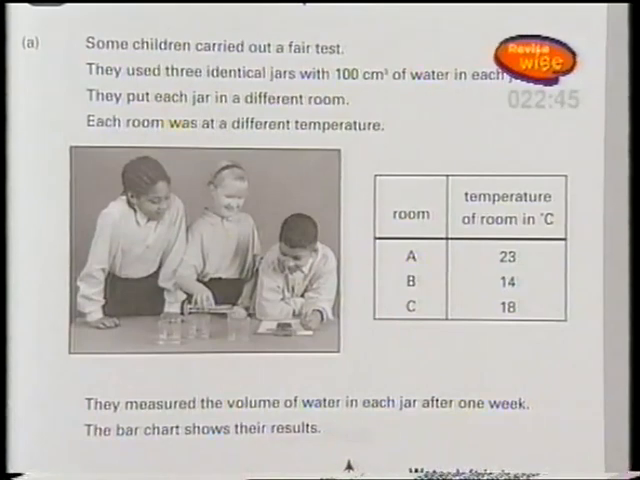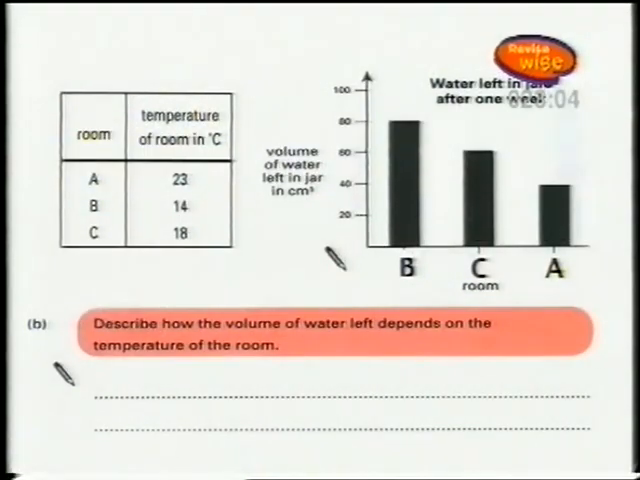Some children carried out a fair test. They used three identical jars with 100 centimetre cubed of water in each jar. They put each jar in a different room. Each room was at a different temperature. They measured the volume of the water in each jar after 1 week. Here's the bar chart that shows the results. Now, what do you think is the relationship or the link between the temperature of the room and the volume of water left?